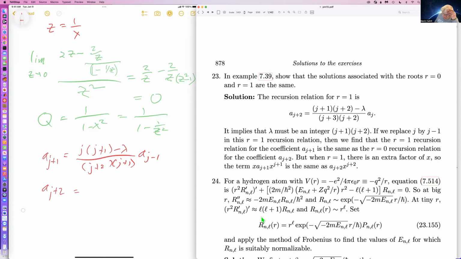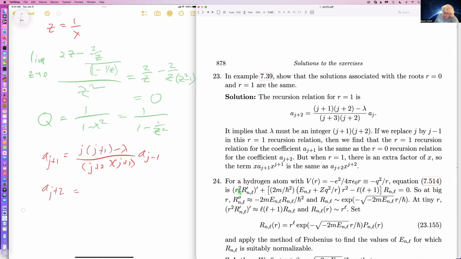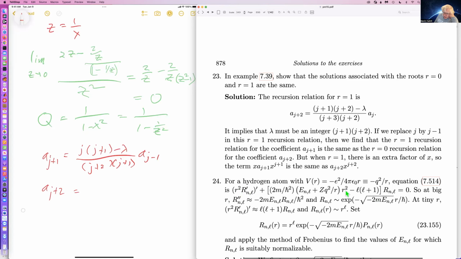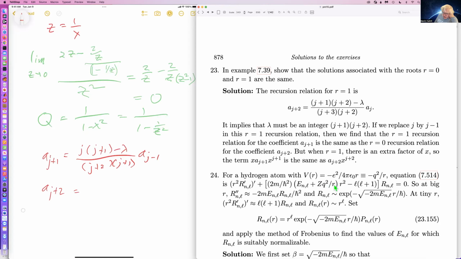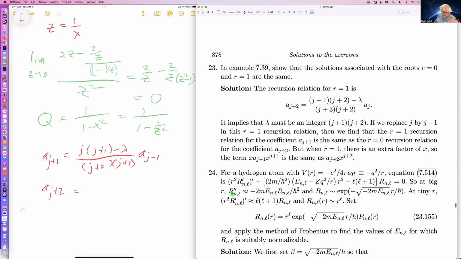And so then what you do is you look at this at big r and at small r. And at big r, what happens at big r? Well, r squared is important. On the other hand, these terms are not important. This term is not important because it's 1 over r. And this term isn't important either. So what you have that's important is that R double prime is equal to just E times this R term.